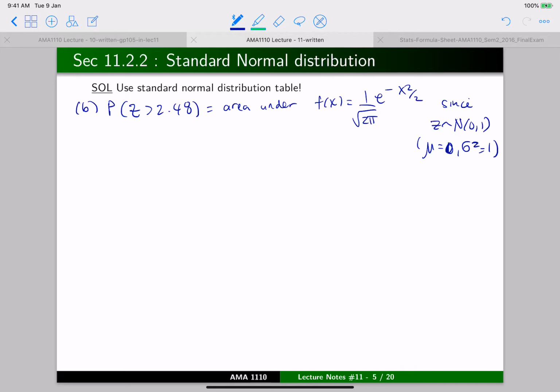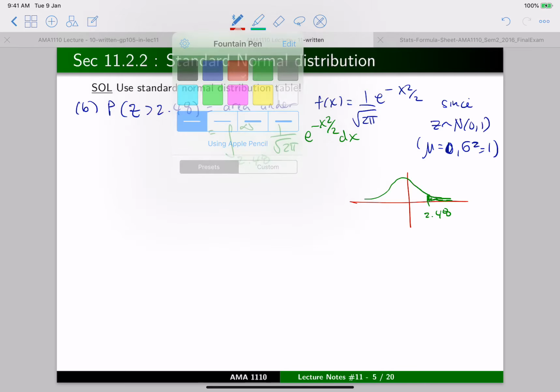So this graph looks like this, right? We find 2.48 is here. So how do we find the area to the right? Well, this means we need to find the integral from 2.48 to infinity of this function, if you want to be precise. But this is impossible to do.